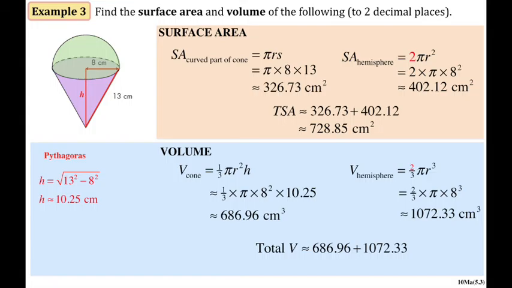So the total volume is found by adding those two numbers together, and works out to be 1,759.29 centimetres cubed. Notice the volume is measured in centimetres cubed and the area is measured in centimetres squared.